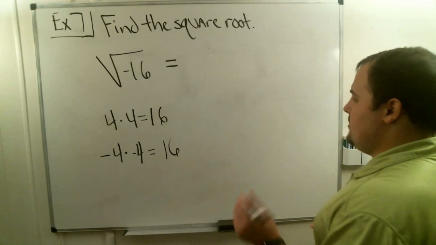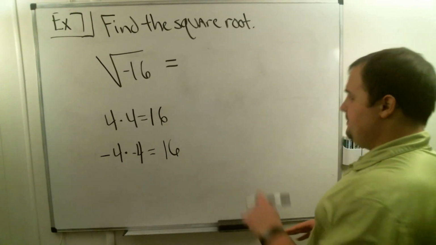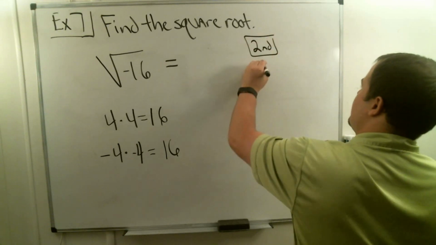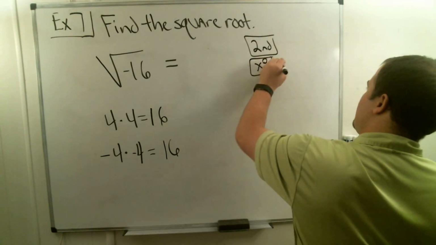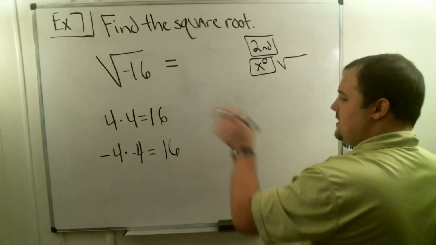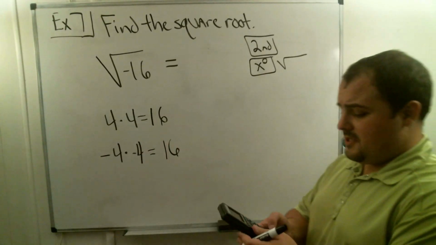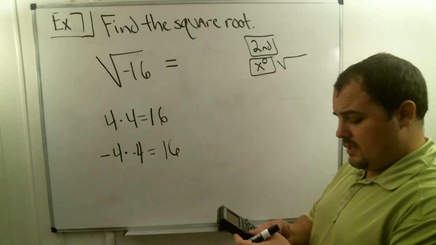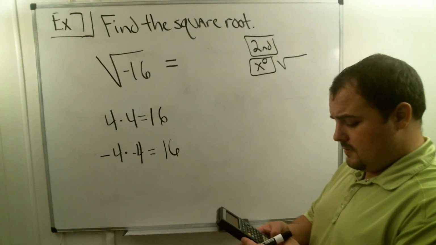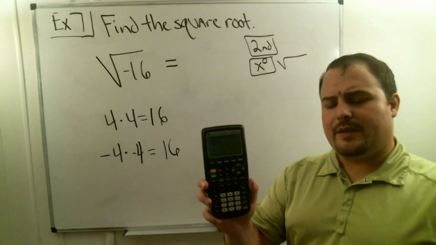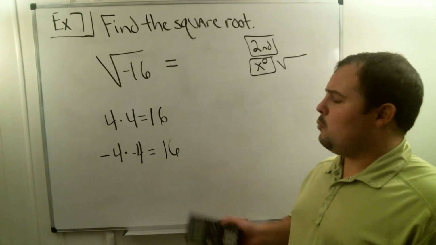I want you guys to go ahead and do something else if you haven't done it already. I want you to press second, then your x squared button to get your little radical sign, and type in that problem right there. So I'm going to go ahead and do that myself. I'm going to type in my calculator: square root of negative 16, press equals. Well, my calculator tells me that there's an error, and it's not working.